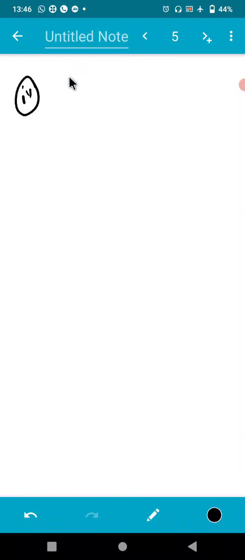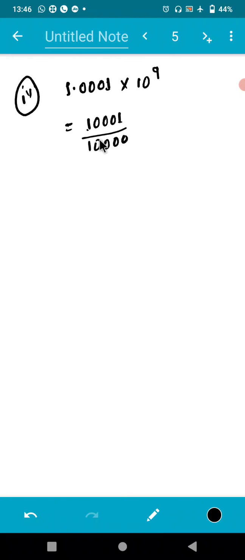Sum number 4 would be 1.0001 into 10 to the power 9. This time again the power is positive. Now convert this decimal form to a fractional form. So it will look like 10,000. I guess 4 zeros we have to put, and 9 zeros, that means 1, 2, 3, 4, 5, 6, 7, 8, 9. Now we are going to reduce 4 zeros, this 4 zeros and this 4 zeros. So what will be the required answer then? 1, 0, 0, 1, and how many zeros? 1, 2, 3, 4, 5, and put 5 zeros here. So this would be your required answer.